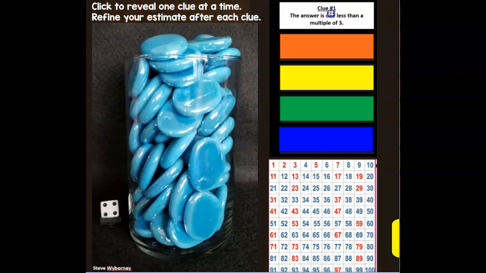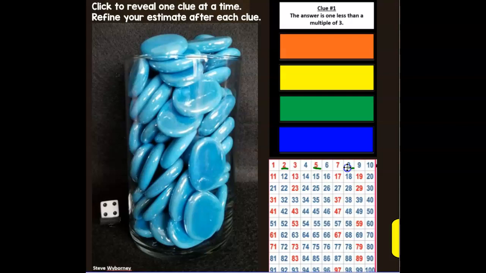Our first clue is the answer is 1 less than a multiple of 3. So if we sing our 3 song, 3, 6, 9, it will be 1 less than that. So it could be like 2, 5, 8, so 1 less than a multiple of 3. If your estimate does not fulfill that criteria, go ahead and make a new estimate.